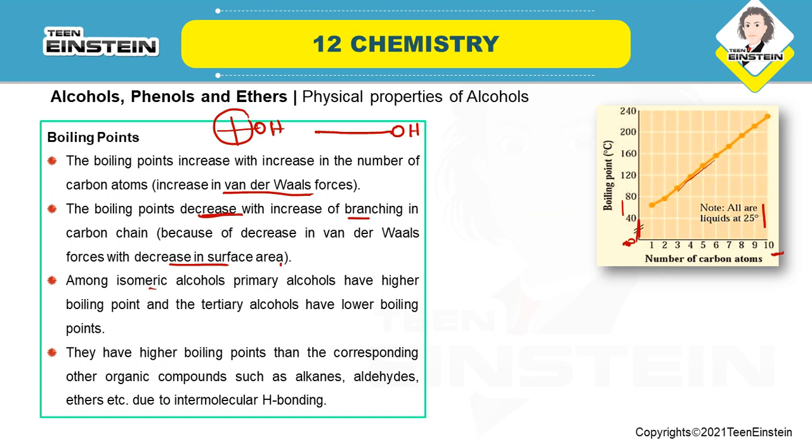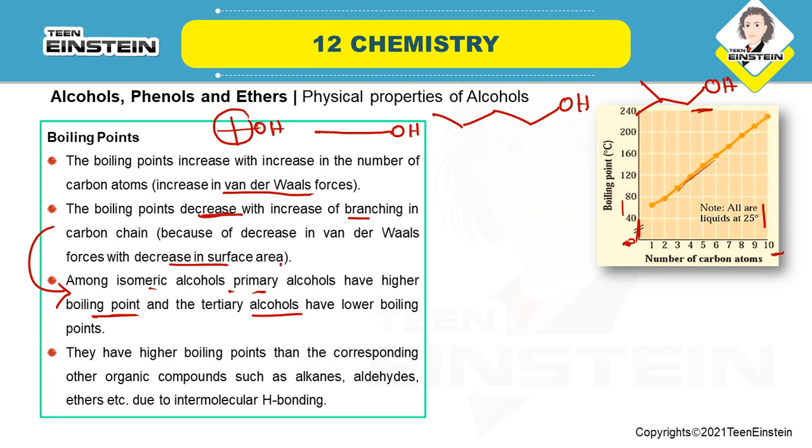Among isomeric alcohols, primary alcohols have higher boiling point and tertiary alcohols have lower boiling point. So this is the result of this second point, right? Because suppose you have a primary alcohol from a 4 carbon chain alcohol, so this is a linear chain, but there may be branching also possible like this. This is also 4 carbon, but branching is there, so it will have lesser boiling point. So primary alcohols are having higher boiling points. Okay, though here both are actually primary.